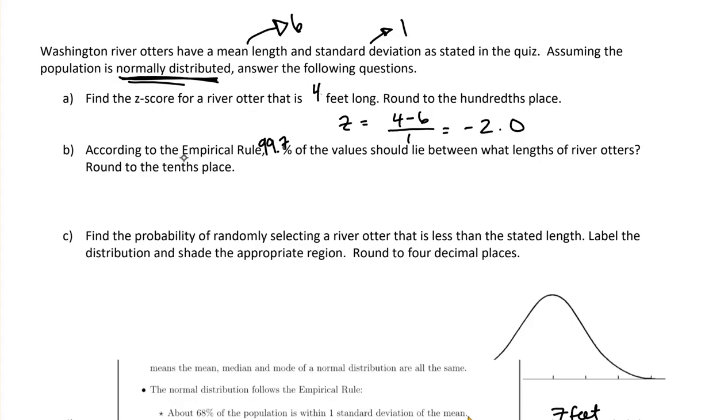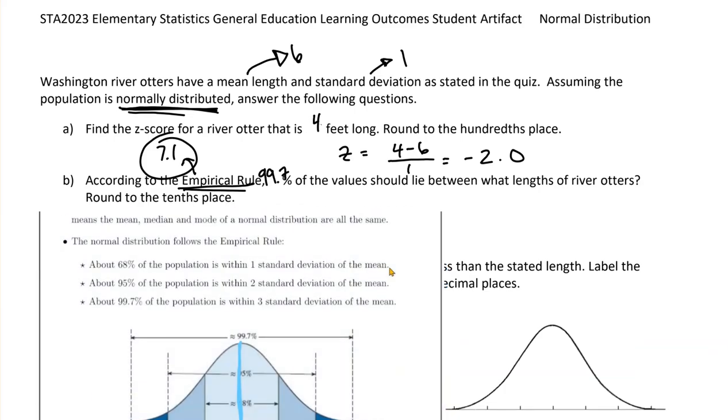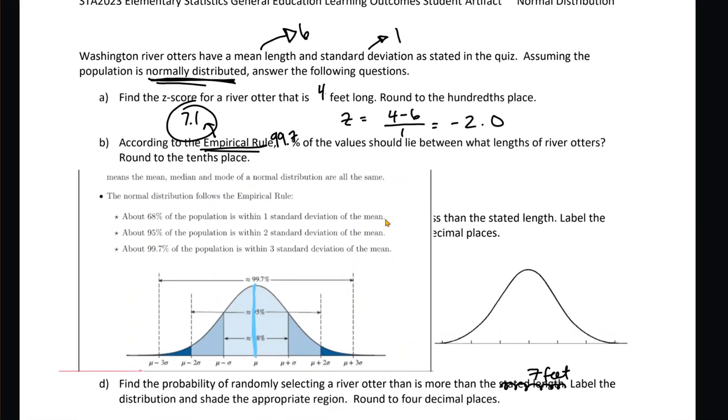Now it says according to the empirical rule. The empirical rule was discussed back in section 7.1 of our course notes and lecture videos. So you can look there, and I've actually got a screenshot of that here so you can reference it on the screen. It says 99% of the values should lie between what lengths of the river otters. So here, when they mention the empirical rule, we have to think about these three things. It says 68% is within 1 standard deviation, 95% is within 2, and 99.7% is within 3 standard deviations.